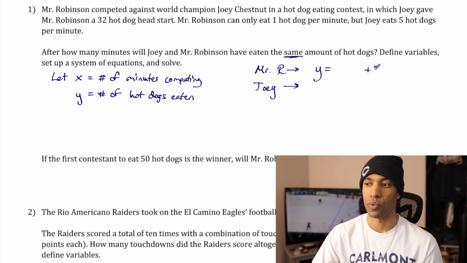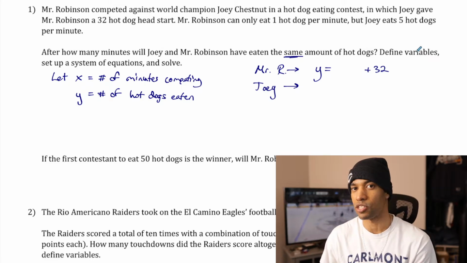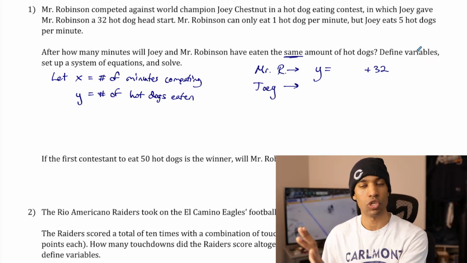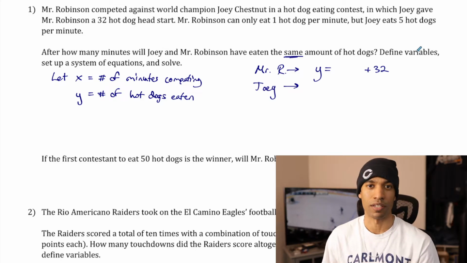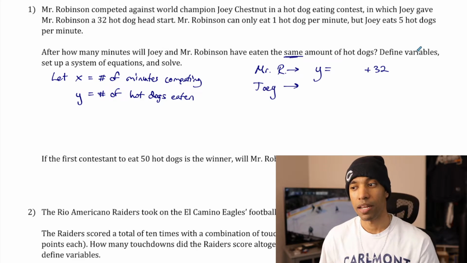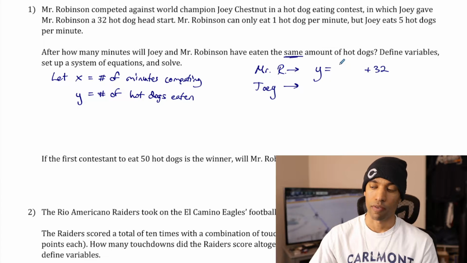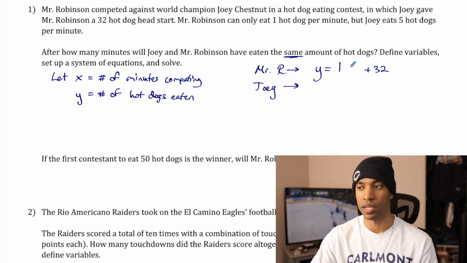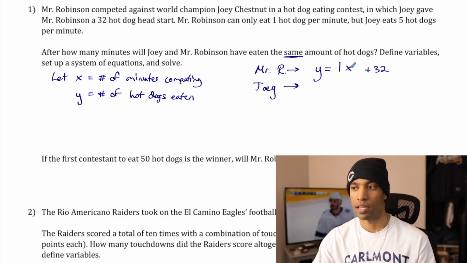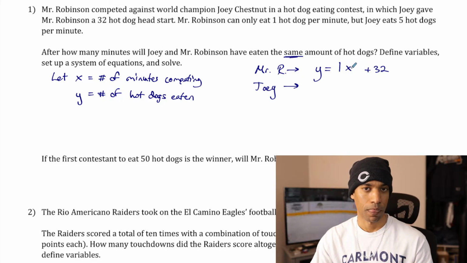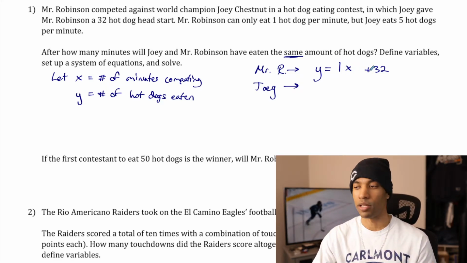I've started with 32 hot dogs, which means even when the bell dings and Joey hasn't eaten a single hot dog, I have 32 hot dogs eaten, period. Now, every minute that goes by since Joey starts competing with me, I eat one hot dog per minute. So I multiply one hot dog per minute by the number of minutes that have gone by. This way, when 10 minutes go by, I will have eaten 10 hot dogs since the bell and 42 hot dogs total.